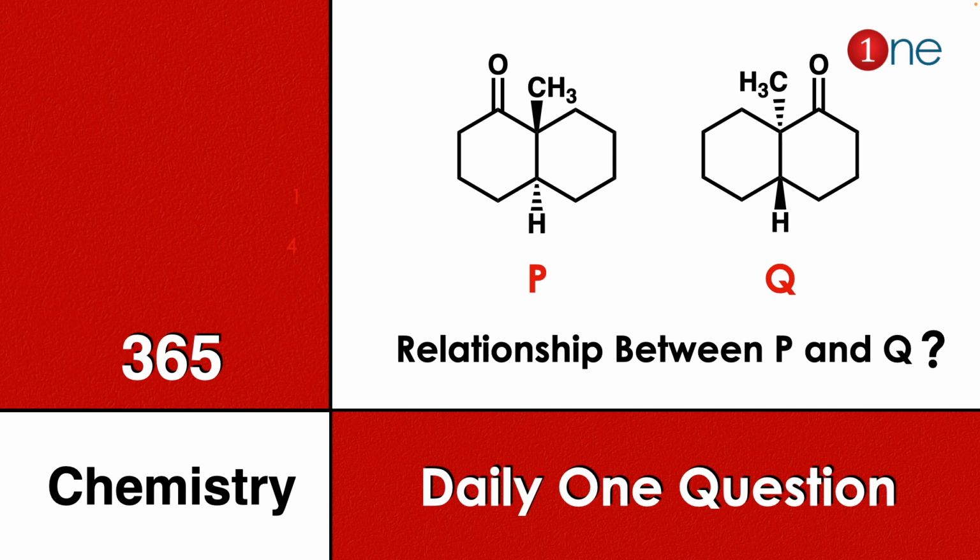Then again, the Q compound: you have methyl and hydrogen opposite each other, but methyl is below the plane, hydrogen is above the plane. So you have to find how they differ.